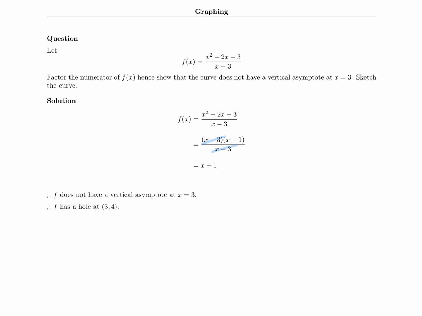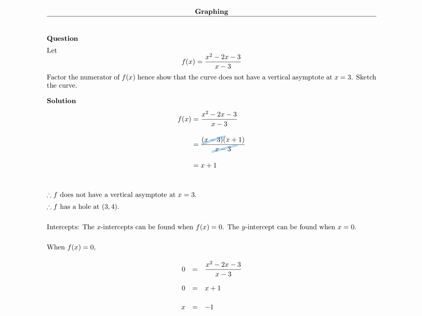Now that we need to sketch the curve, it will be useful to find the intercepts of the straight line, which is quite simple. To find the x-intercept, let f of x equal 0, or equivalently, y equals 0. And since we know that (x squared minus 2x minus 3) over (x minus 3) equals x plus 1, we only need to solve the equation 0 equals x plus 1, giving us the result x equals negative 1. To find the y-intercept, let x equal 0. Substituting this into our function, we get f of 0 equals 1, as shown here.